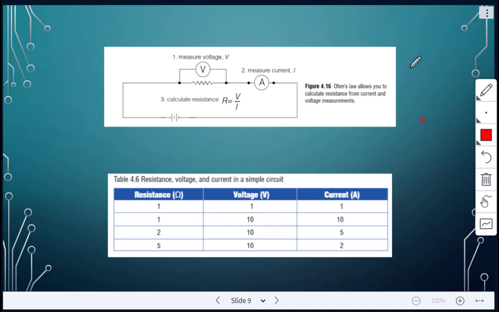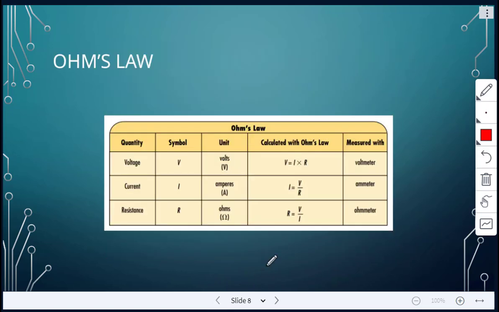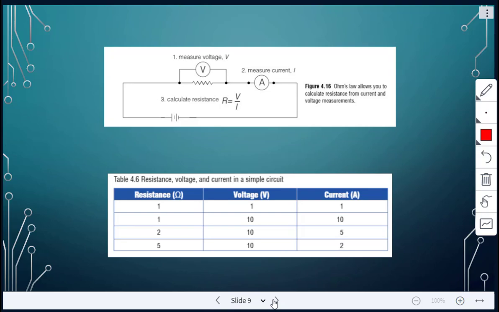Okay, so firstly, let's look at the diagram up top here. From Ohm's law that we saw, R is equal to V divided by I. We can see here that we can calculate resistance knowing our current and our voltage measurements. We can use a voltmeter to measure voltage, and an ammeter to measure the current. Once we have those two, we can calculate resistance using R equals V divided by I.